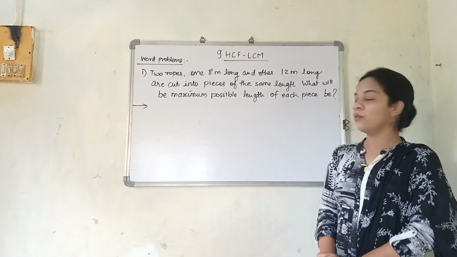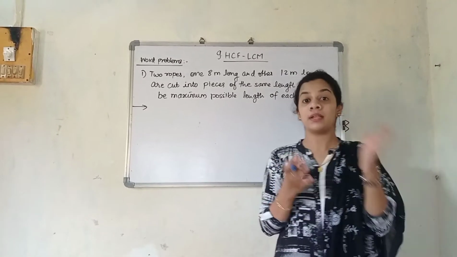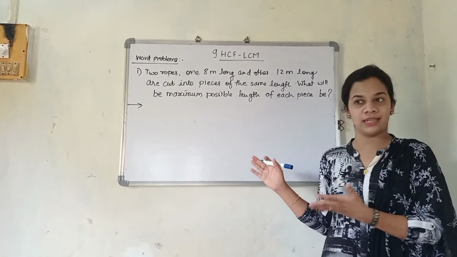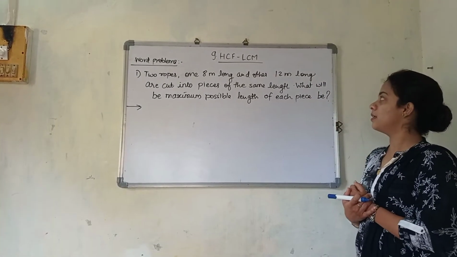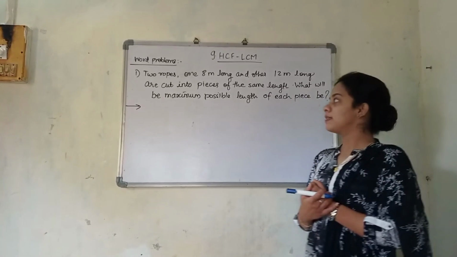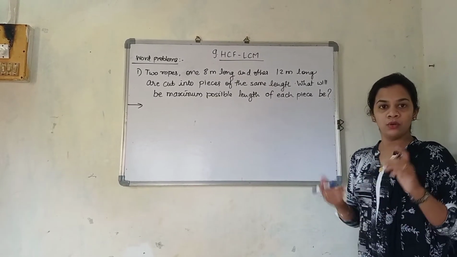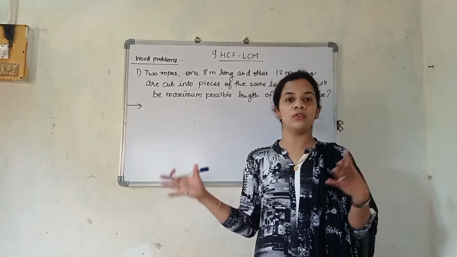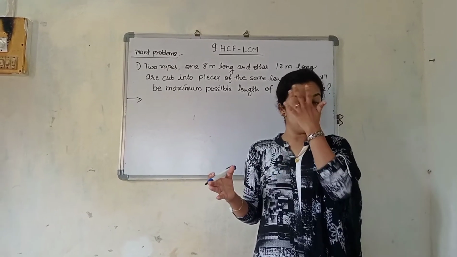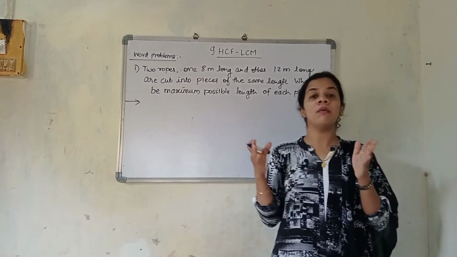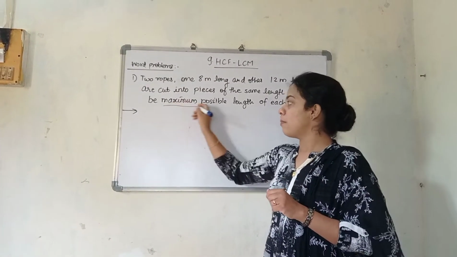Okay, so now we are going to see word problems based on LCM and HCF. How are we going to find out whether to find HCF or LCM? Just see in the question itself, you will get the proper words. Two ropes, one is 8 meter long and the other is 12 meter long, are cut into pieces of the same length. What will be the maximum possible length of each piece? Two ropes are there, one of 8 meter and one of 12 meter, and they have been cut into proper pieces, such that you are going to find the maximum length of each particular piece. The question tells you the maximum.